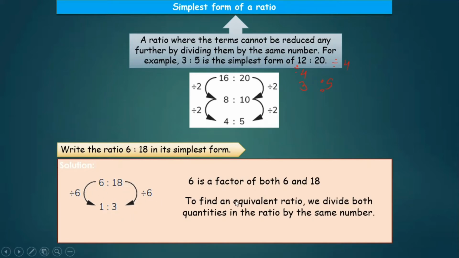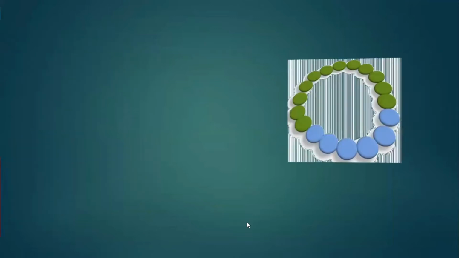Okay, so what did we do here? We divided both the quantities by the same number. And by which number? By the HCF of both the quantities. So this is how you get the simplest form of 6:18 as 1:3.